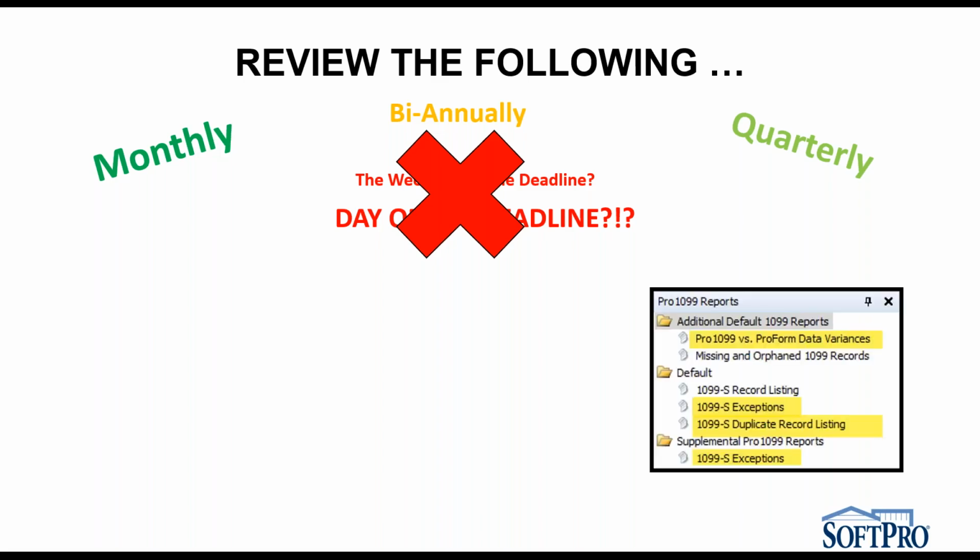So what do you want to review in the monthly periods? What we like for people to do is pull in and review your 1099 reports. The biggest report that you're going to want to review is going to be your 1099 exceptions, which we'll go through. But if we could just get that one knocked out at least 4 times a year, it would make your life so much easier. So we'll go through that report.